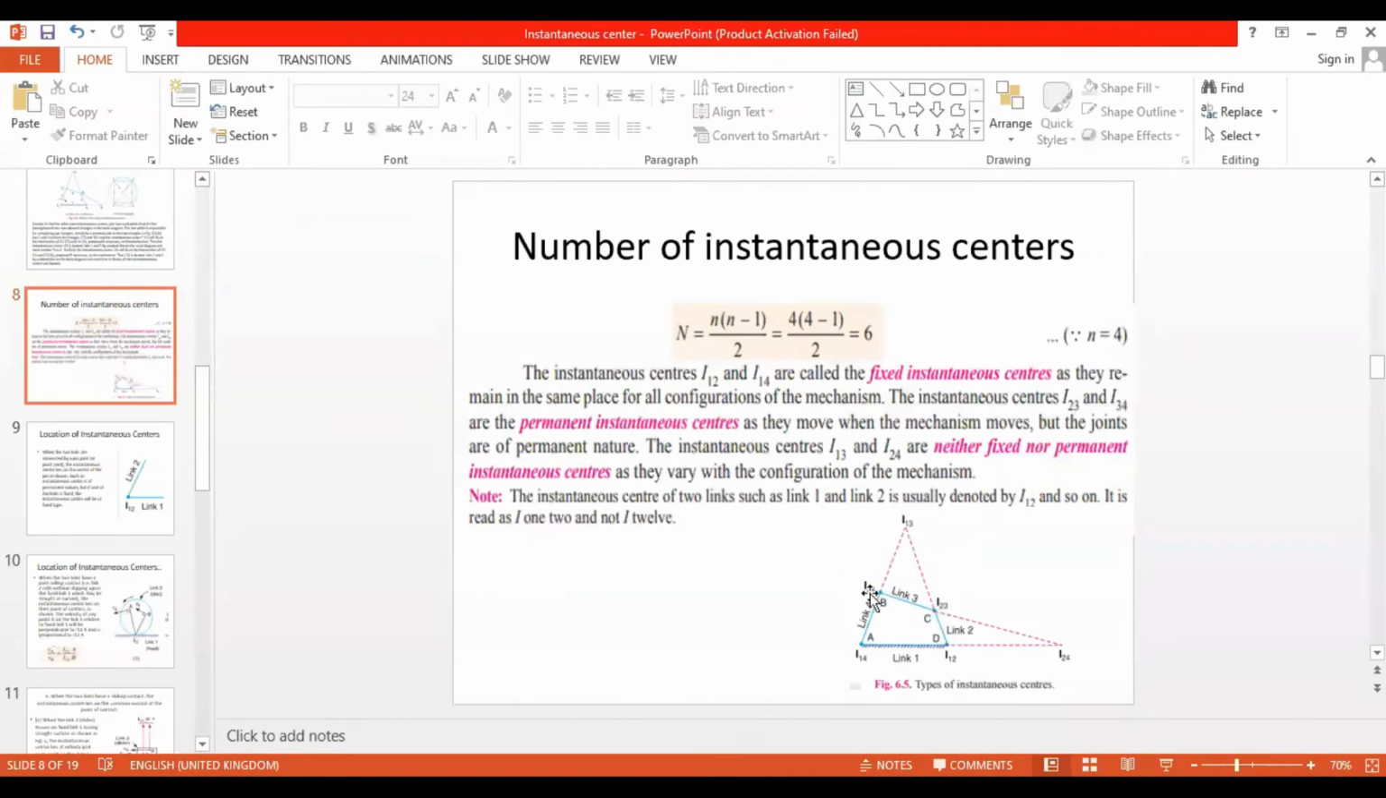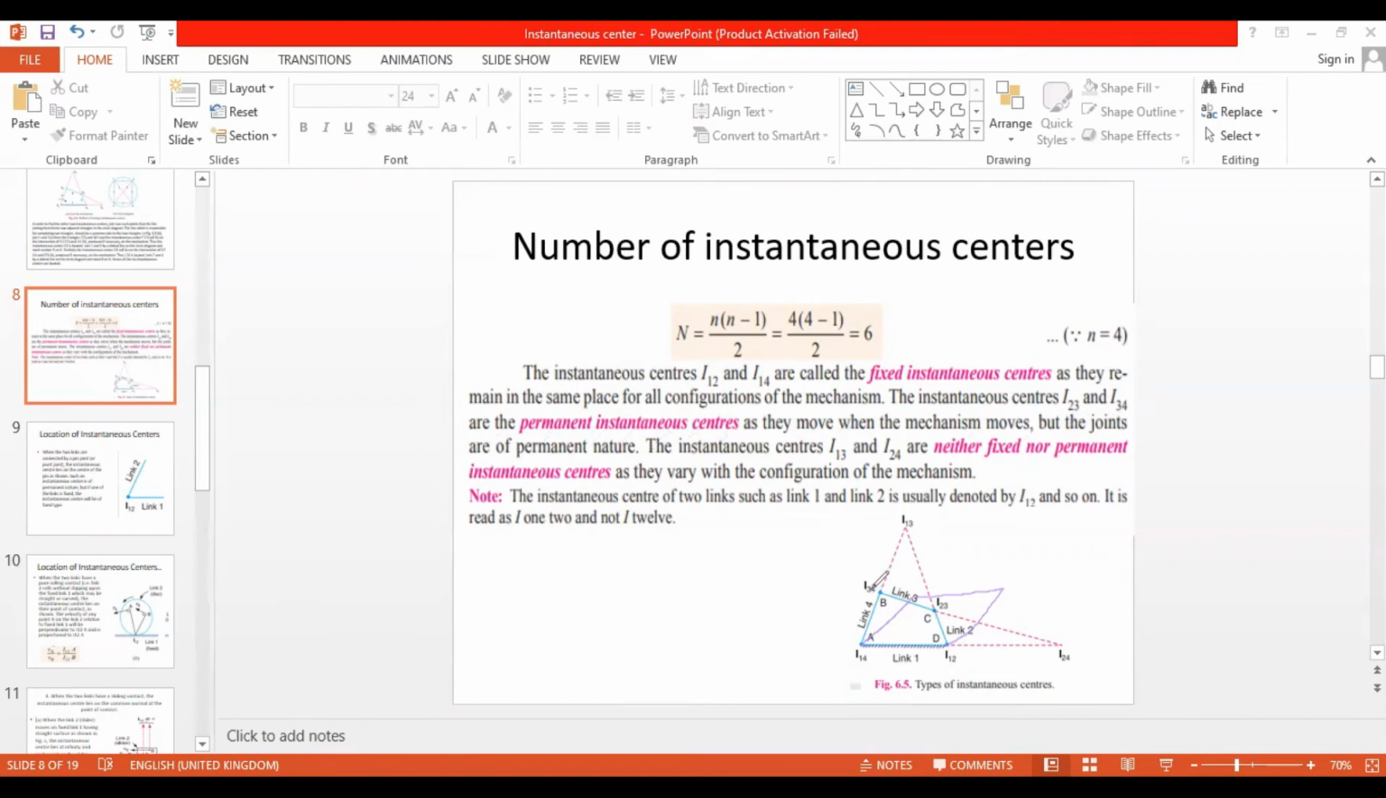These are the permanent instantaneous centers as they move when the mechanism moves. Okay, so when this mechanism moves, this may move, right? So now it is in this configuration. Maybe if it makes a movement like this, I34 will come here and I23 will go there, right? So when this mechanism makes any movement, these links will also move, but this will not move. The links move when the mechanism moves, but the joints are permanent in nature.